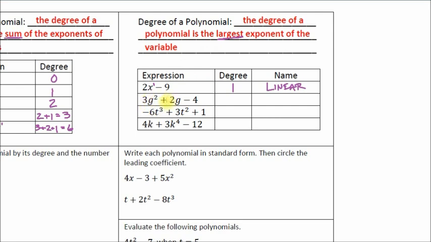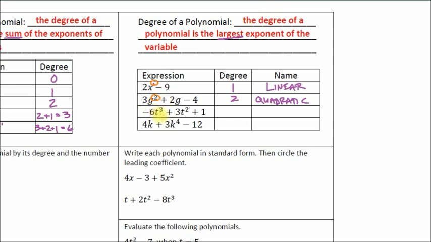We've got 3g squared plus 2g minus 4. The largest exponent, let's go ahead and circle these so you see them. There's a 1. Okay, there's a 2. The largest exponent is a 2. That means this has a degree of 2, or this is a second degree. This is actually called a quadratic. We're going to be doing a lot of work with quadratics in the next unit.